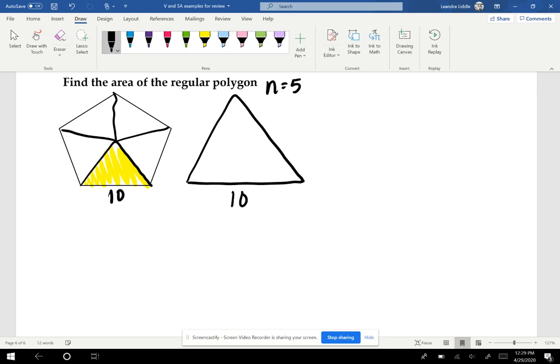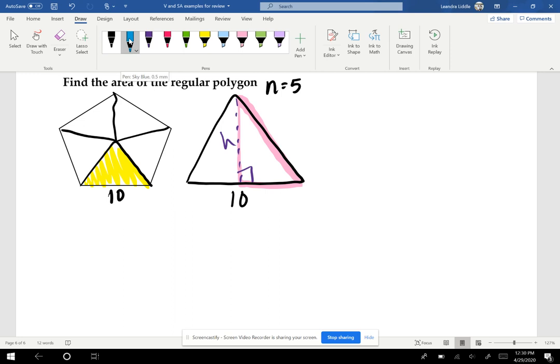Okay, and I know the base is 10. I also want to know the height, right? Because the area of a triangle is base times height divided by 2, but I need to figure out what the height is. Remember, the height meets the base at a 90-degree angle, which means this right here is a right triangle. So in order to figure out the height, the leg of this right triangle, we have to use right triangle trig. So we need to figure out an angle measure.